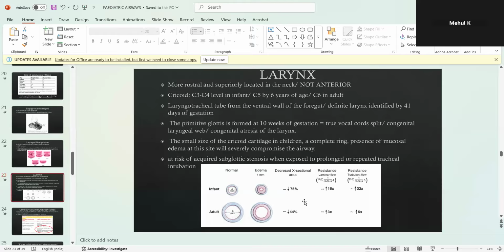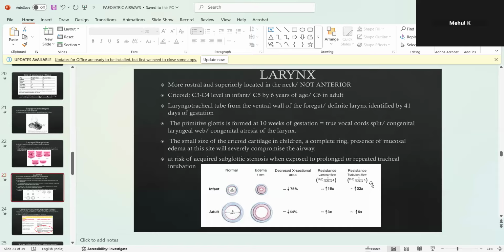So, in larger airways, the flow of air is usually turbulent. In smaller airways, it's laminar. As you can see here, any amount of edema, let's say the patient develops 1 millimeter of edema, the same 1 millimeter of edema in infant and in the adult. When the flow is turbulent, the resistance is inversely proportional to radius to the power 5. But in situations of laminar flow, the resistance is inversely proportional to radius to the power 4.